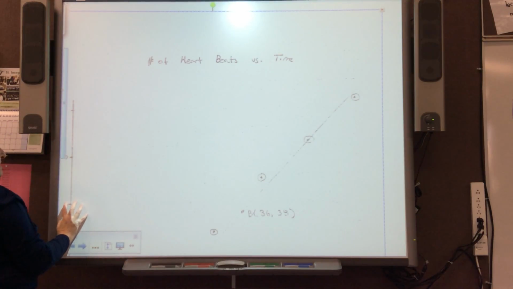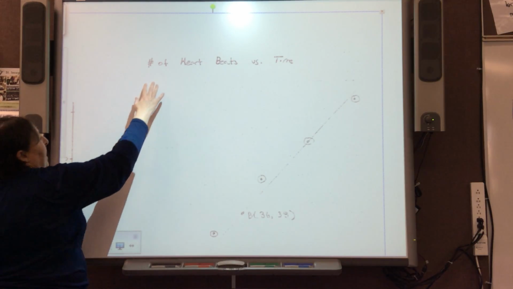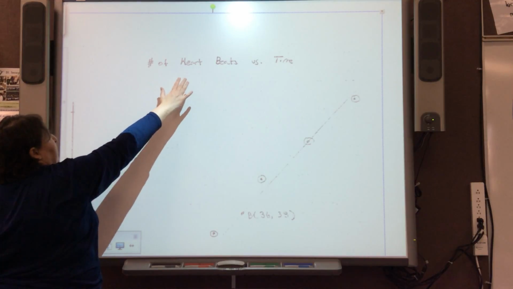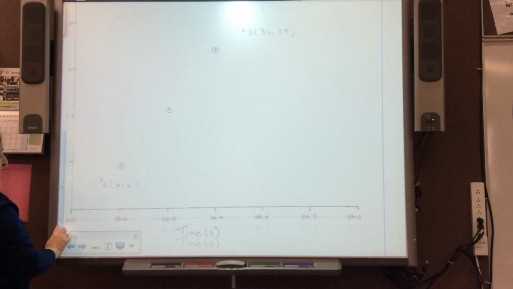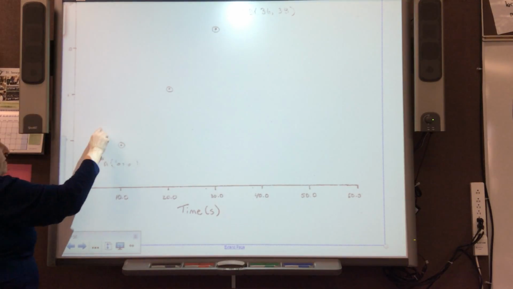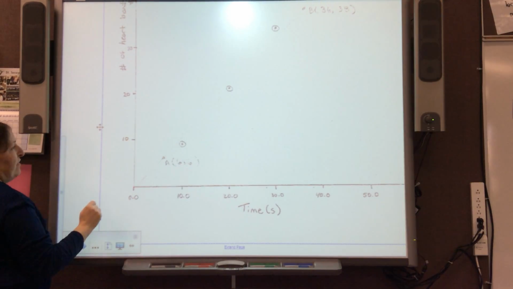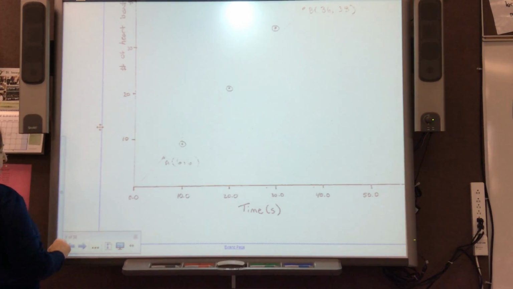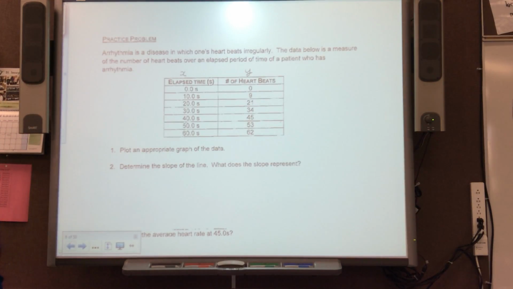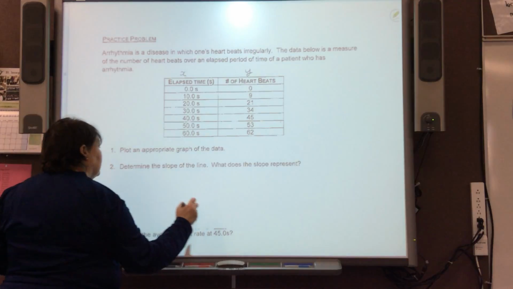Okay, we know that this is number of heartbeats, and this is the title of the graph. Number of heartbeats versus time. Nothing elaborate. We're taking the definition of our y-axis, and the definition of our x-axis, and we created a title. Okay? Determine the slope of the line. What does the slope represent?